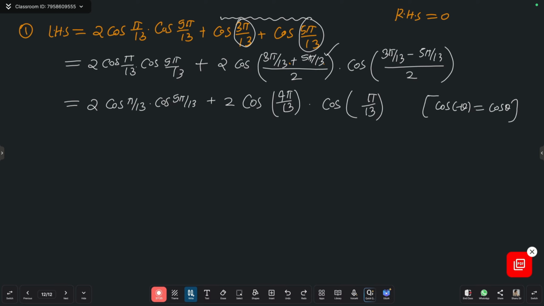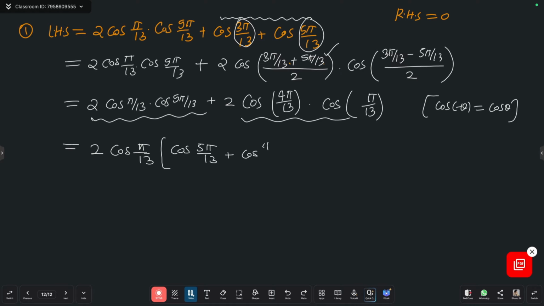Now observe, there are two terms. This is the first term and this is the second term. Is there anything common? 2 is common, and cos pi by 13 is also common. Then the remaining is cos 5 pi by 13 plus cos 4 pi by 13. But you want to prove 0 and you don't know these values, how much cos pi by 13 is. But definitely there will be something so that you will get the answer.